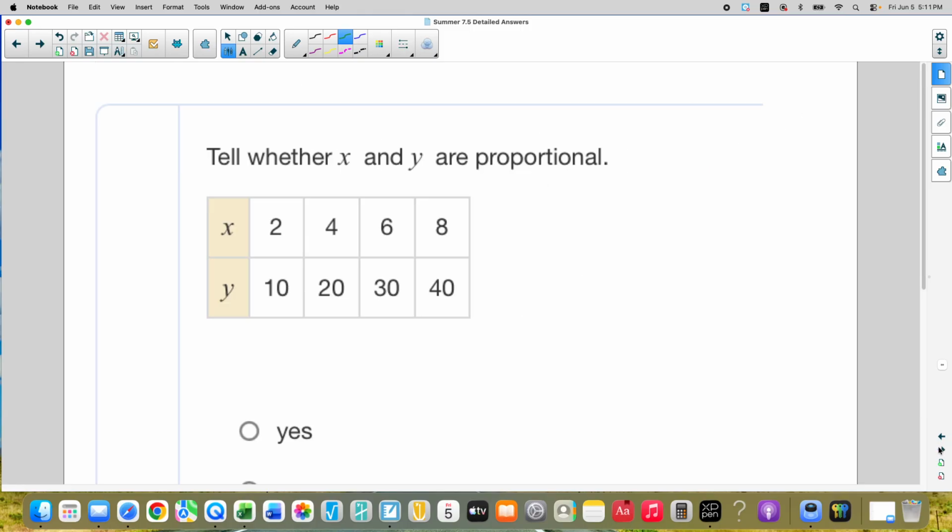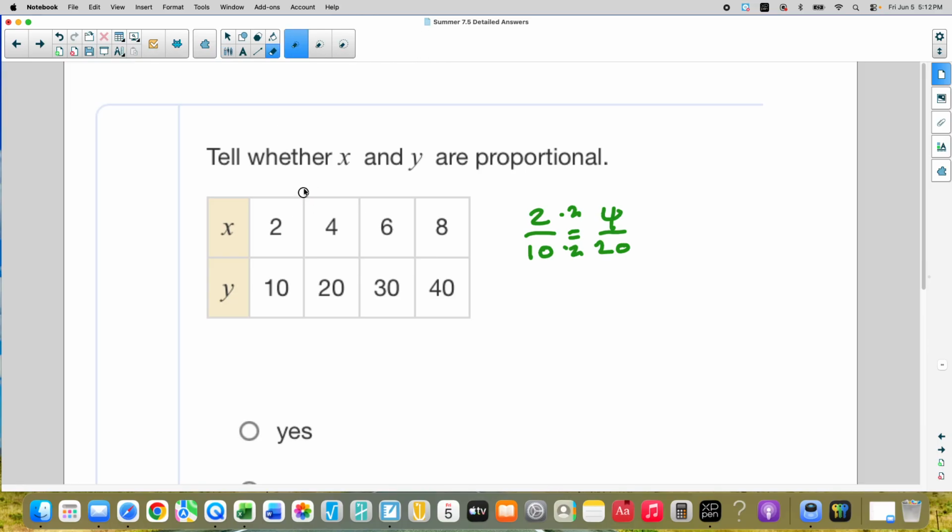Tell whether x and y are proportional. That means each fraction that we make, 2 over 10, should be equal to 4 over 20. So that's times 2, that's times 2. So that one's a yes. And we're going to just look at each one of those. That's 2 and 10, and that's 2 and 10. And that is 4 and 20. And so that's all these. So that's a yes, yes, and yes.